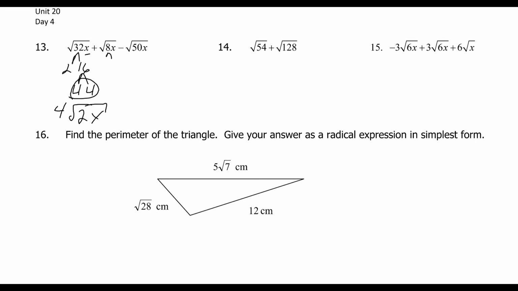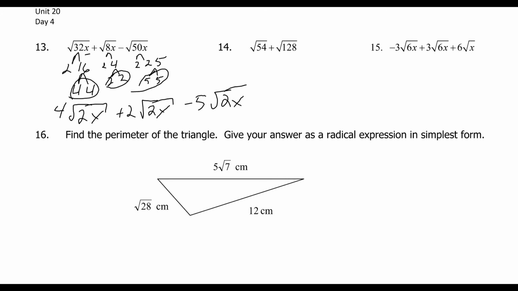And then we're going to break apart the 8 and get 2, 4, 2 and 2. And that's going to be plus 2 on the root of 2x. 50 breaks apart into 2 and 25, which breaks apart into 5 and 5. And that's going to make me pull out a 5 and leave it on the root of 2x.